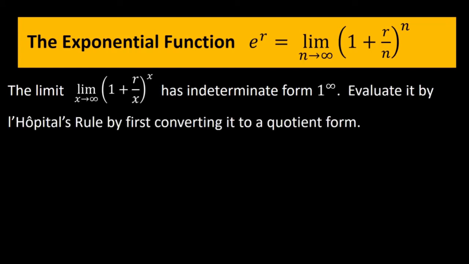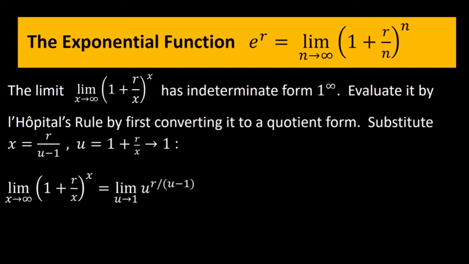Now you can use L'Hopital's rule to resolve what the actual limit is, but first you'll need to rewrite the expression, since our expression doesn't have a quotient form that's needed for L'Hopital's rule. So to do that, I'm going to make this change of variable. First of all, let x be r over u minus 1. Solve for u. u is 1 plus r over x. Notice that since x is going to infinity, that makes u go to 1. So I can rewrite this as a limit as u goes to 1, and the expression gets rewritten this way as a power of u.